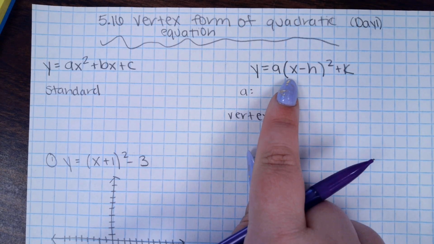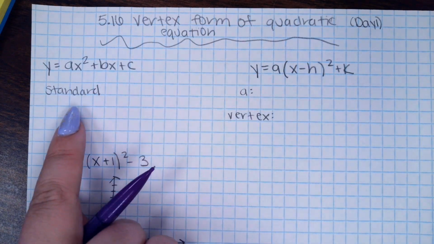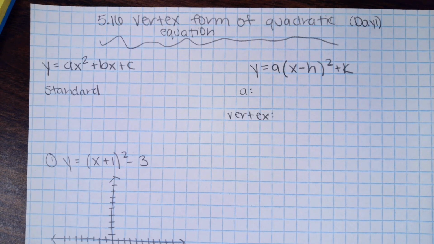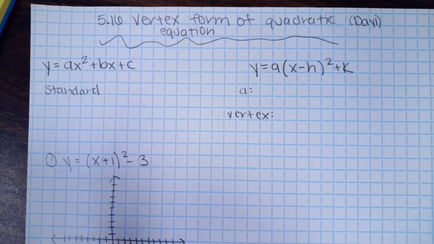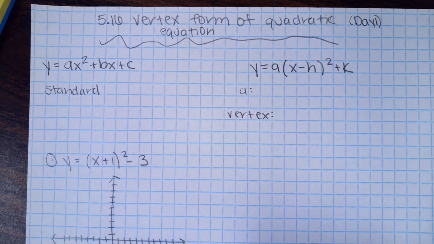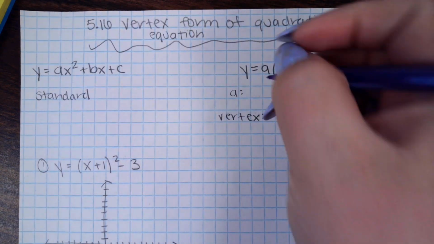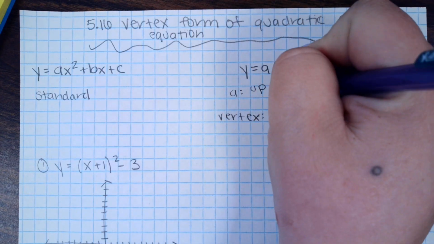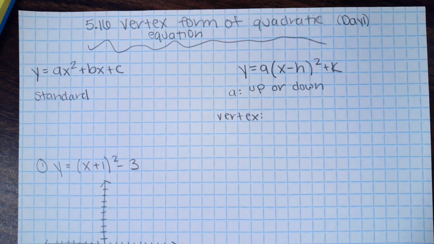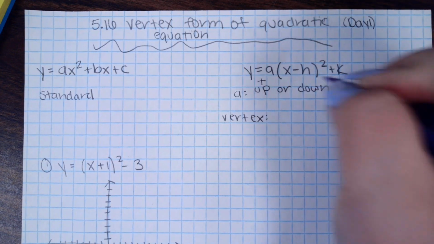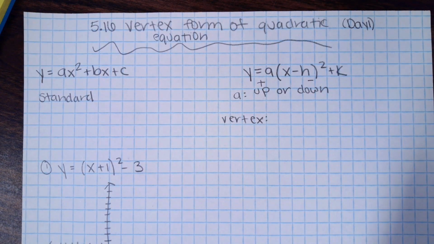So we still have that squared term. If we were to FOIL this out, we would still get the x squared that we have in standard form. So it's still a quadratic. In vertex form, A represents two things. The first thing that it represents is if your parabola opens up or down. If your A is positive, your parabola is going to open up. If it's negative, your parabola is going to open down.